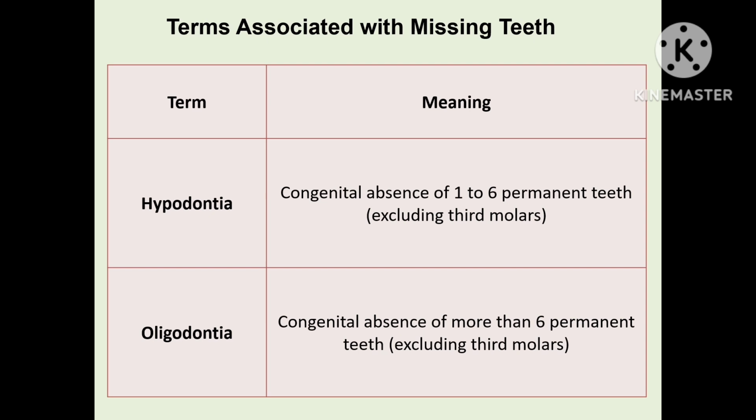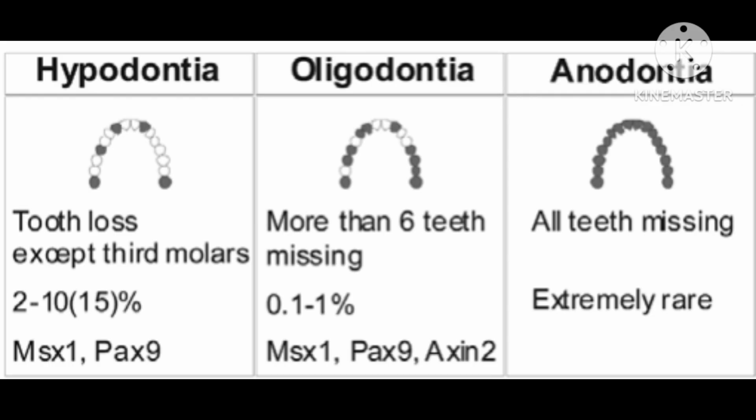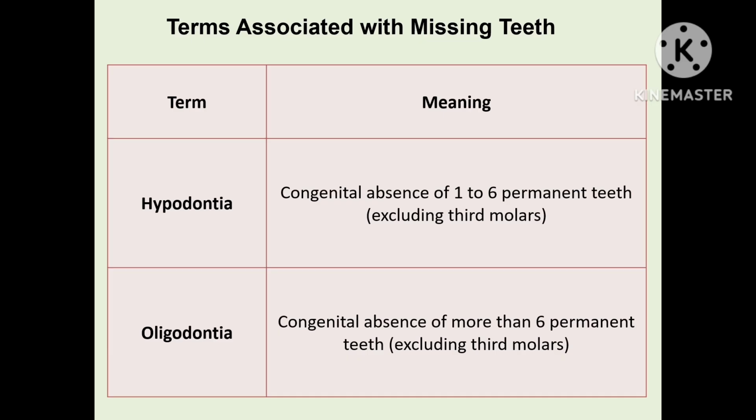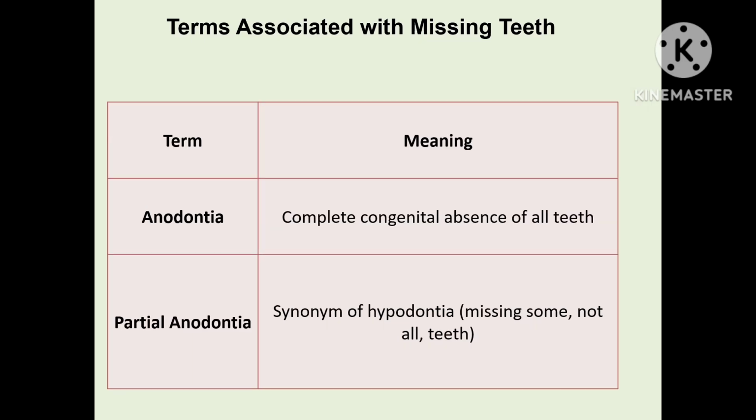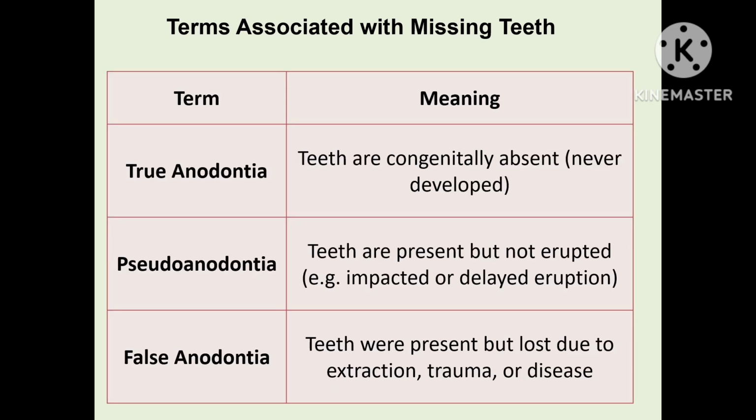Hypodontia refers to the congenital absence of 1 to 6 permanent teeth. When more than 6 are missing, it is called oligodontia, and when all teeth are missing, we call it anodontia. Sometimes you will hear the term partial anodontia, which simply means hypodontia.